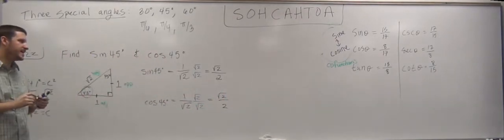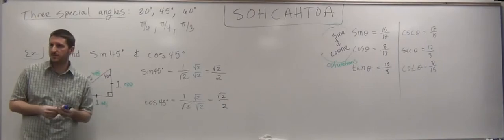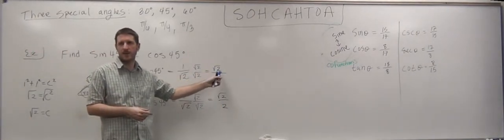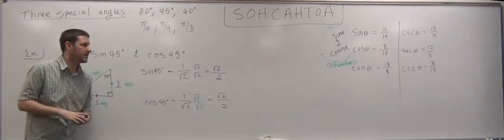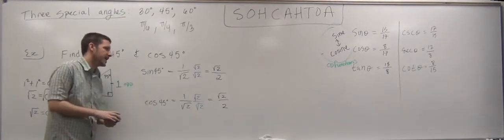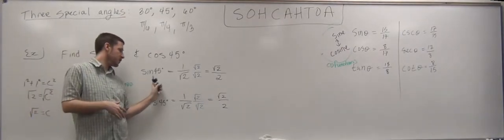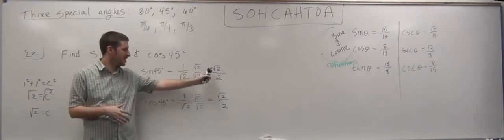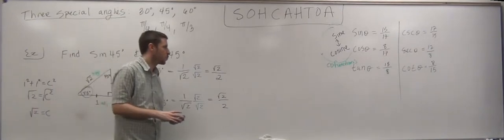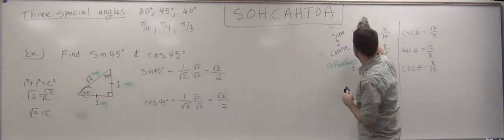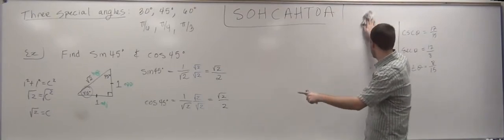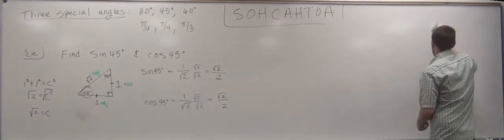In 90%, 95% of the problems you do for me, I'm going to want you to rationalize the denominator and make it look pretty. Later in life, maybe it won't be so important, but for me right now, just so we all answer the same thing when I say what's sine of 45, we're going to stick with the rationalized denominator version. So, questions?